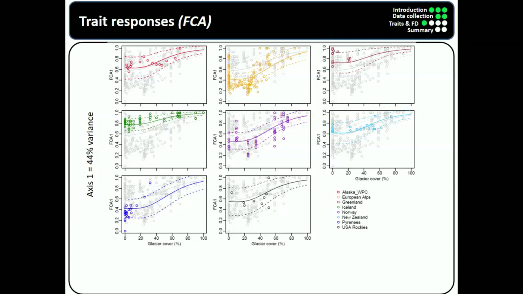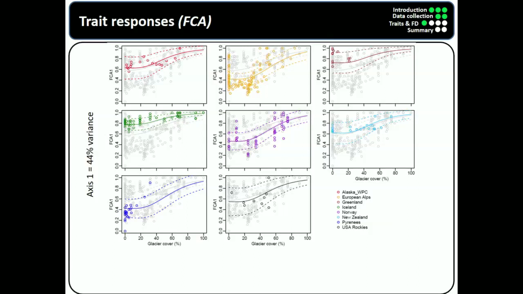There's a bit of noise in some locations that we still need to work on, but quite a few of them are showing this nice sort of pattern in terms of a shift along the FCA axis 1 as glacier cover drops off, so moving this way.